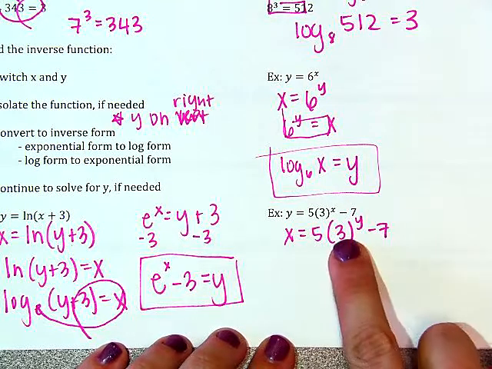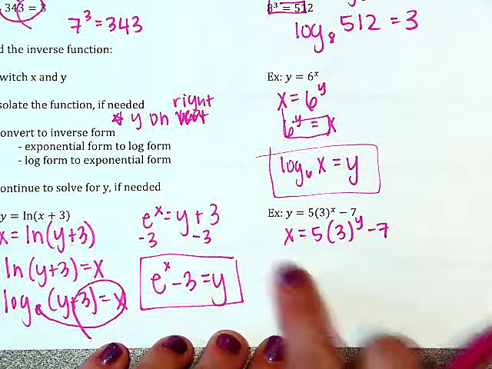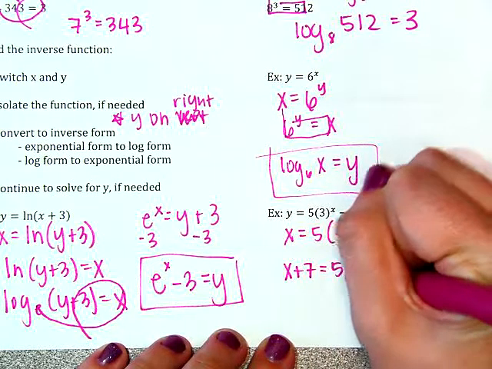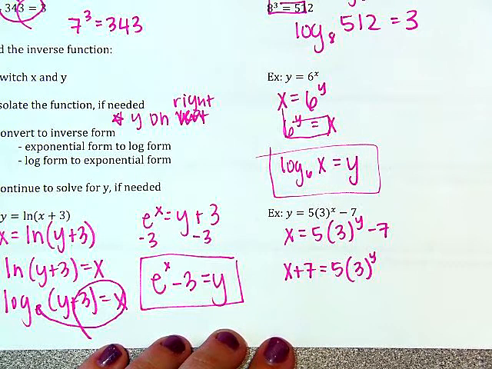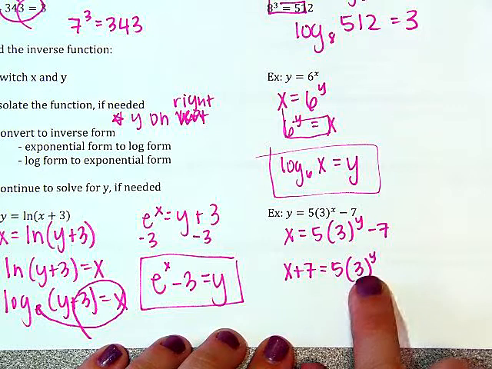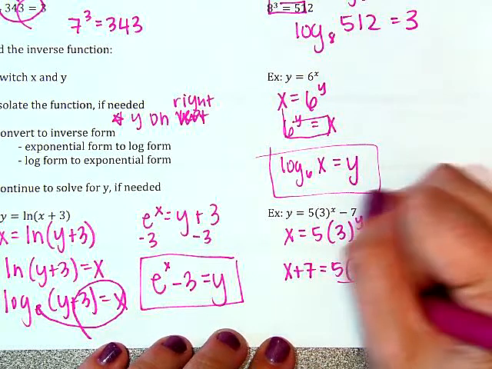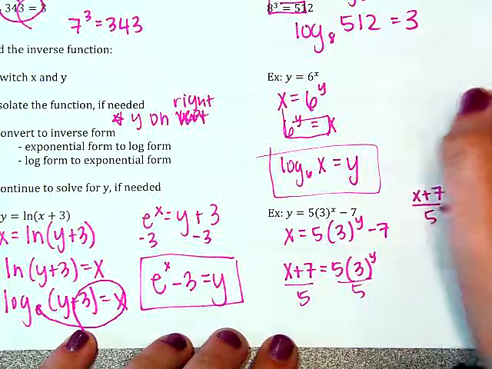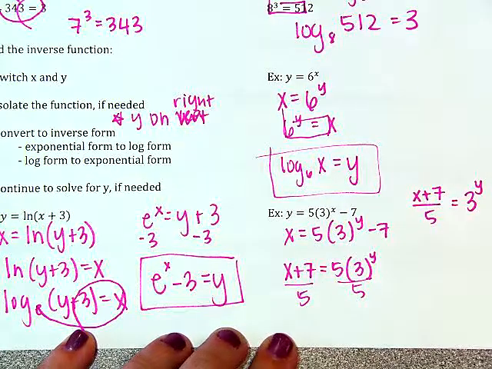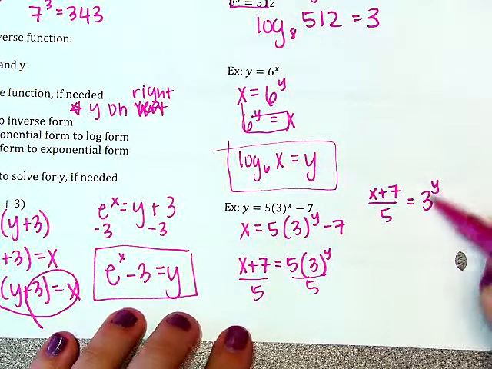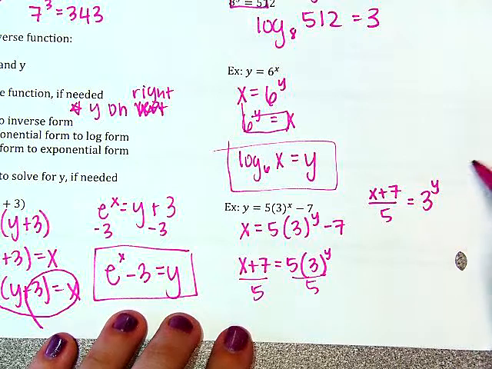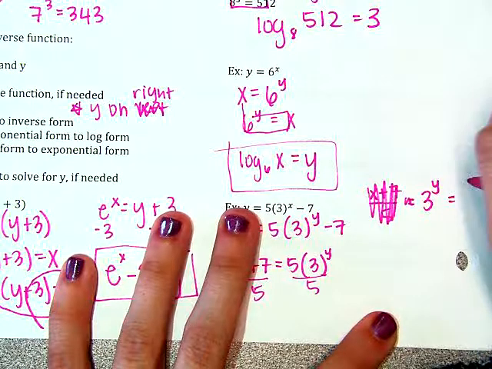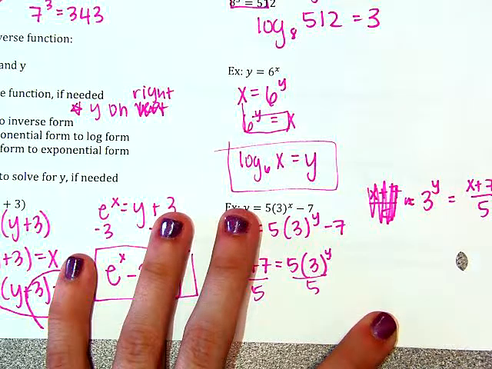Okay. We got to get this part by itself, just this. So the first thing I'm going to do is add 7. So x plus 7 equals 5 times 3 to the power of y. Still got to get this part by itself. Right now it's being multiplied by 5, so I'm going to divide by 5. So x plus 7 over 5 equals 3 to the y. Now that part's by itself. Now to do my little big L switch thing, I need this to be on the other side. So I'm just going to switch it over. Equals x plus 7 over 5.